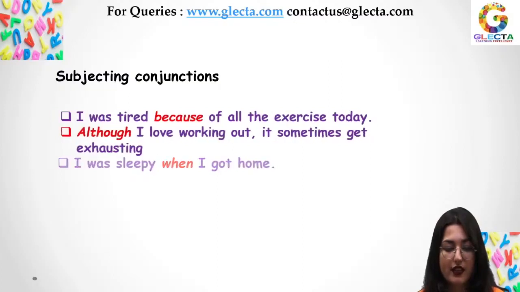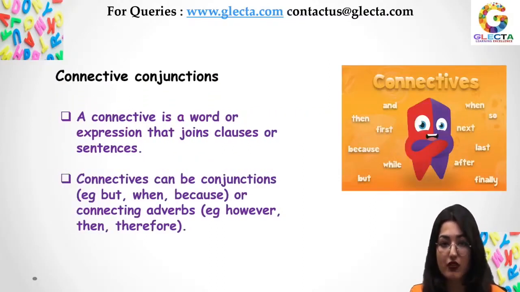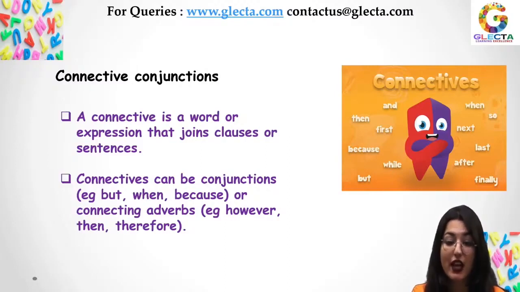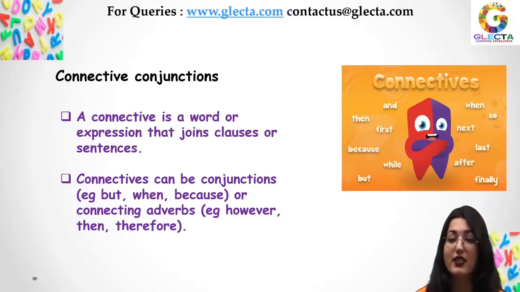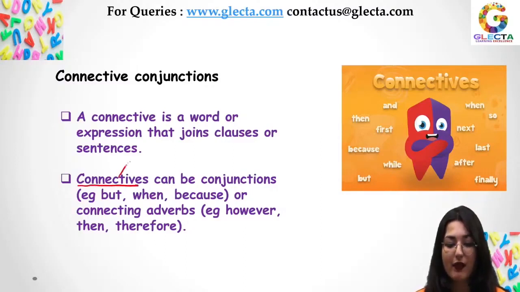Now moving to connective conjunctions. A connective is a word or expression that joins clauses or sentences. We know that conjunctions are the words between sentences that join two phrases. So here, a connective can be a word or expression that joins two clauses or sentences. Connectives can be conjunctions, such as but, when, because. A connective can be a conjunction.